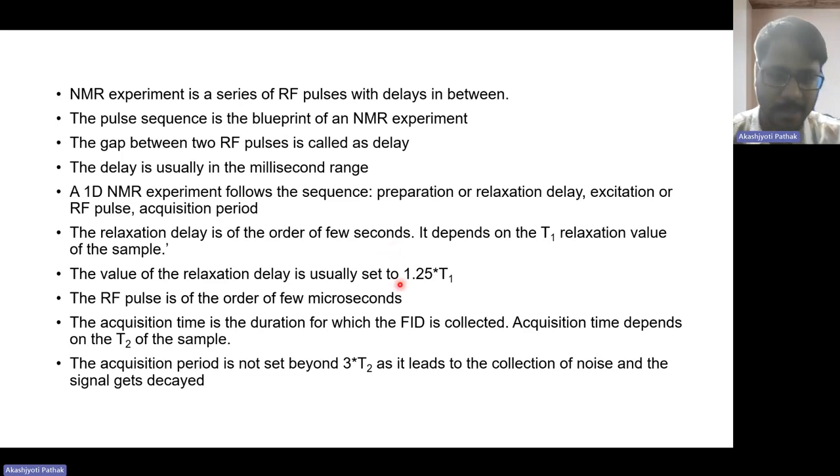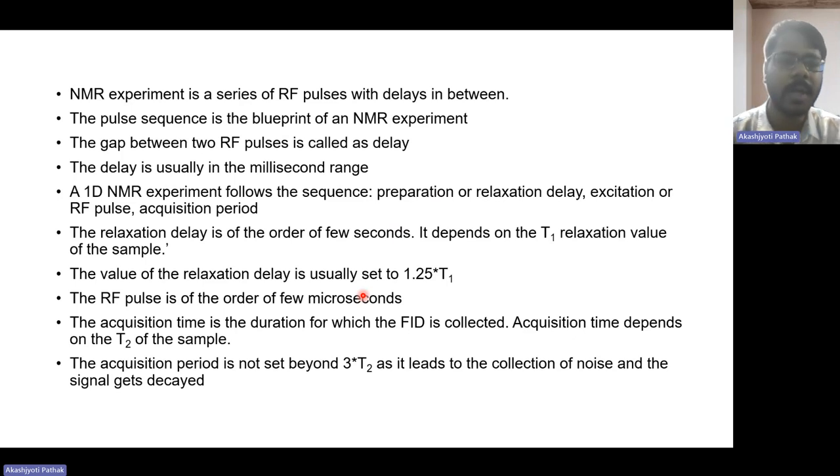Remember these points. The relaxation delay is of the order of few seconds, the RF pulse is of the order of few microseconds, and the acquisition period is of the order of seconds. The relaxation delay is the time period during which you allow the system to attain equilibrium. Once you apply the magnetic field, you allow time so that the spins can get distributed between the two states. That period is called the relaxation or the preparation period.